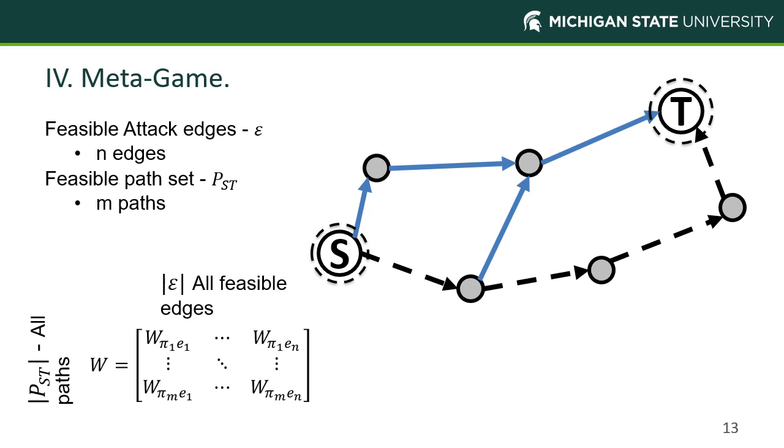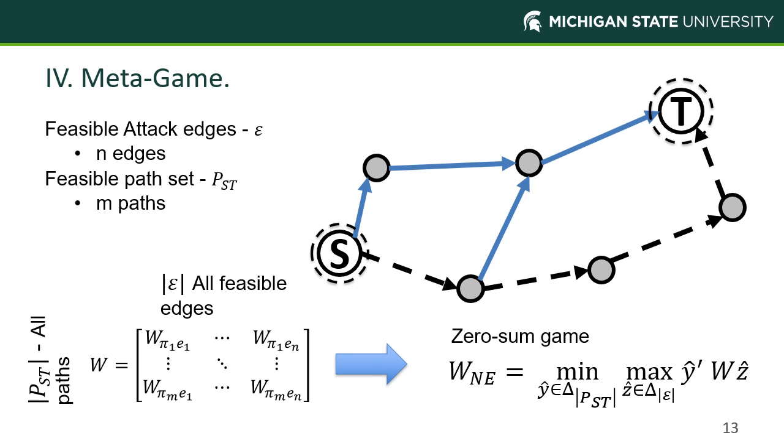The result of solving such a game gives the probability with which a defender picks a path under the worst possible case of attack, and similarly which edge the attacker must pick over the possible paths. The metagame is solved using linear programming, and you'll find tons of literature and references on how this is done.